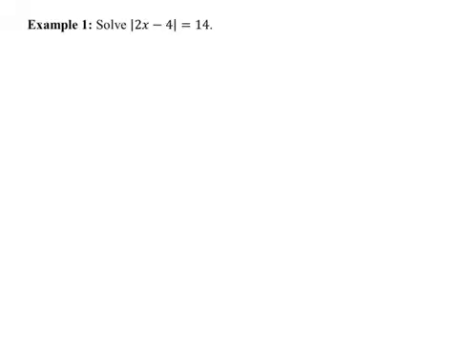So the first example says solve the quantity absolute value 2x minus 4 equal to 14. Well, we have to remember that whatever's inside the absolute value could really be 14 or it could be negative 14. Again, this quantity here, that could be 14, or technically it could be negative 14, because when you take its absolute value, you'd still get 14.